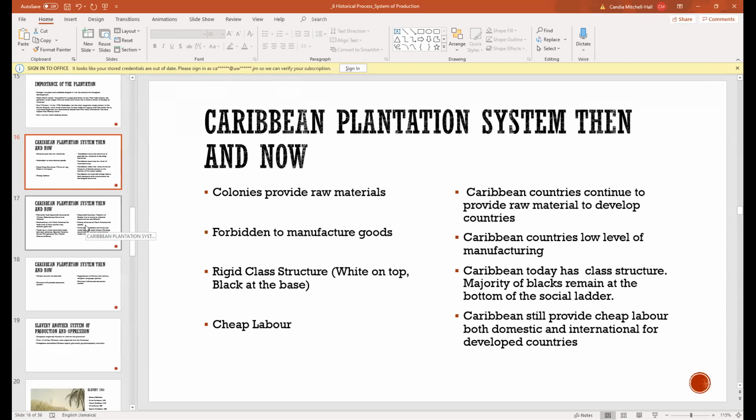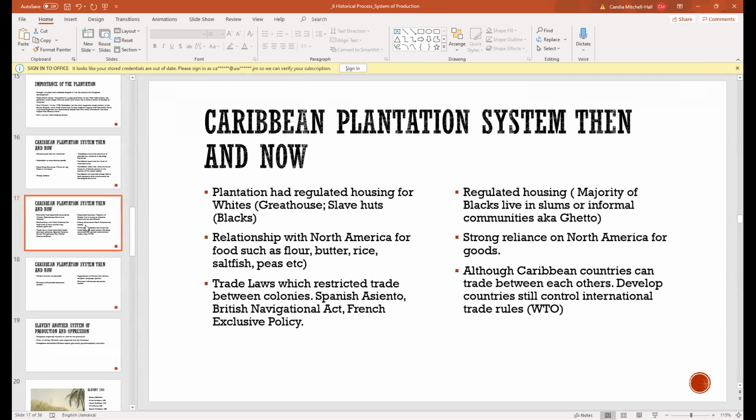Another feature of the plantation is that it had regulated housing. So the whites lived in the great houses, the slaves lived in the huts, and it's not all whites who lived in the great houses. The rich, the very wealthy, the owners of plantations, those were the ones who lived in the great houses, and the other whites lived in other modest housing structures.